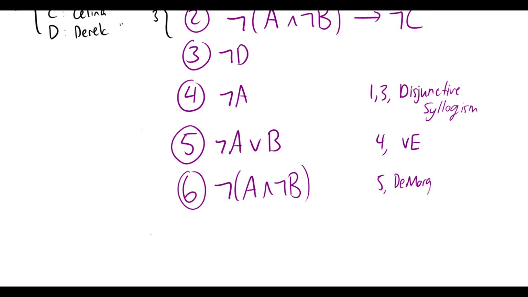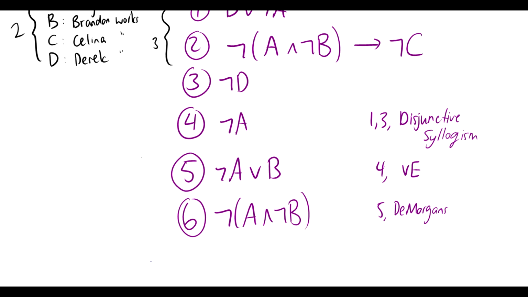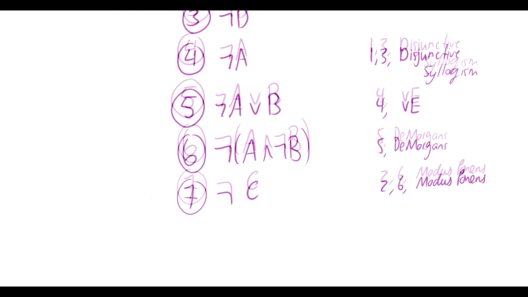And because we have not A and not B, then from 2, using modus ponens, we can get not C. So that's going to be from 2 and 6, and modus ponens. So it's a little bit of a challenging proof.